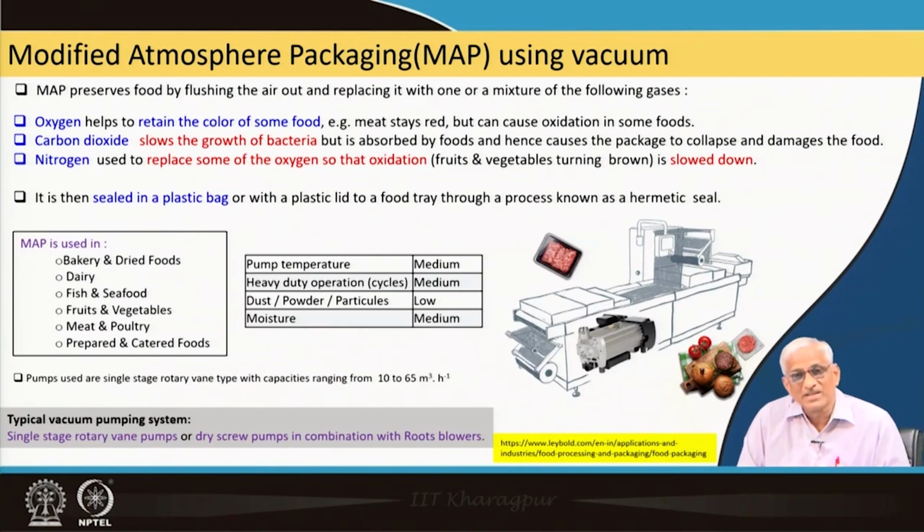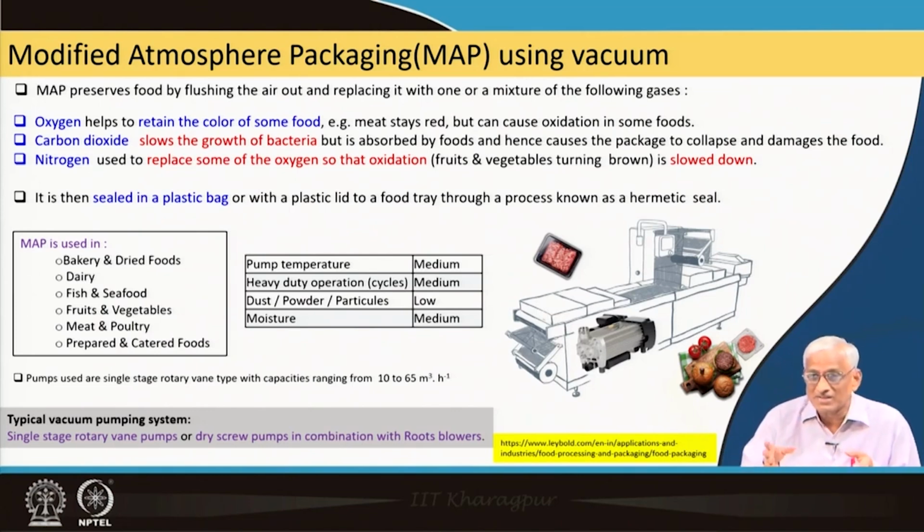For example, carbon dioxide slows the growth of bacteria, but sometimes it is absorbed by the food itself. That way pressure suddenly falls and the package may collapse. You have to take care of that. You may have to use some mixture of this plus that. Then nitrogen is used to replace some of the oxygen, so that oxidation is less. At the same time, some bit of oxygen is there to keep things fresh. It is like diving gas with helium and some oxygen, both are important, so that they have their own roles. Similarly, here also we can have a modified atmospheric packaging.